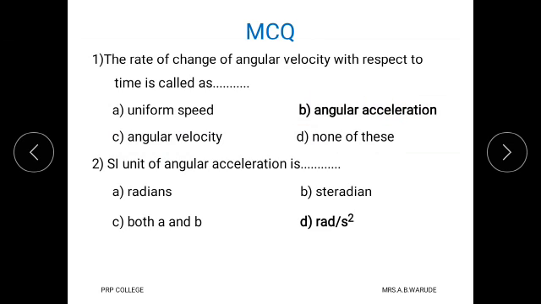Question number 2 is: the SI unit of angular acceleration is. Option A is radians, option B is steradian, option C is both A and B, and option D is radians per second square. We know that angular acceleration is the rate of change of angular velocity with respect to time, and therefore its SI unit is radian per second square. Therefore, the correct option is D.